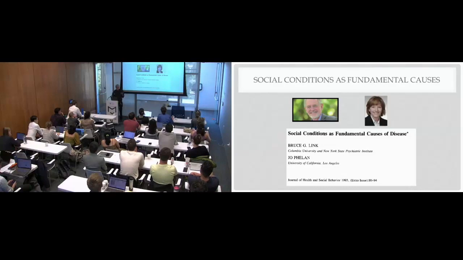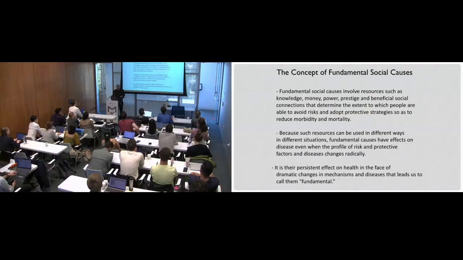So this led to the theory of fundamental causes, and that's me and my wife, and to the concept of fundamental social causes. Fundamental social causes involve resources such as knowledge, money, power, prestige, and beneficial social connections that determine the extent to which people are able to avoid risks and adopt protective strategies so as to reduce mortality and morbidity.